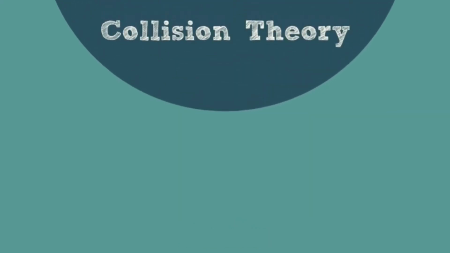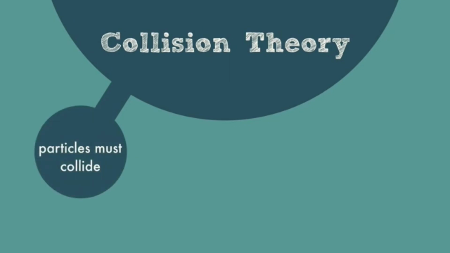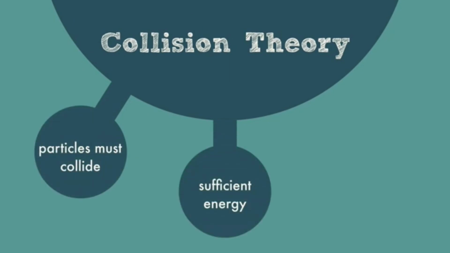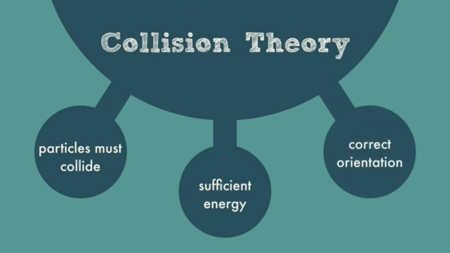Now in summary, we can see collision theory has three postulates to it. The particles must collide, the collision should have sufficient energy, and the correct orientation must be present for the collision to be fruitful. Let's briefly look into the thermodynamic aspect of the collisions.